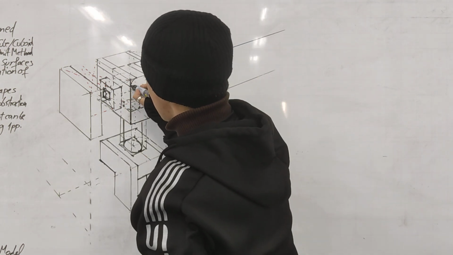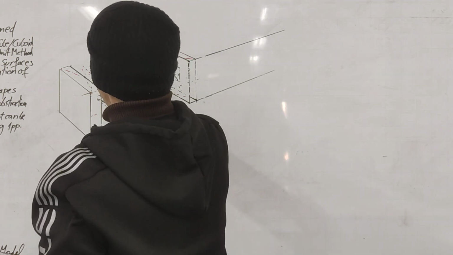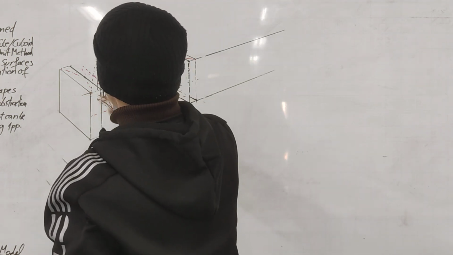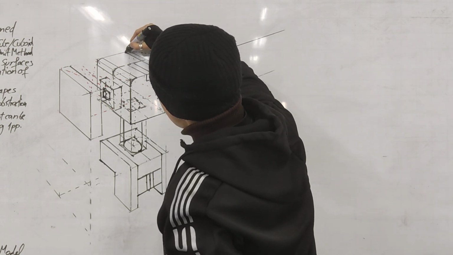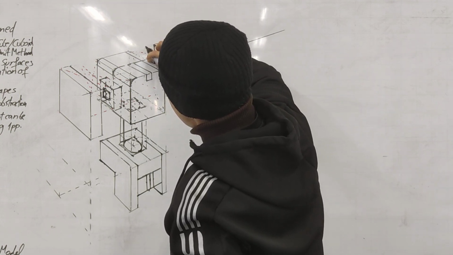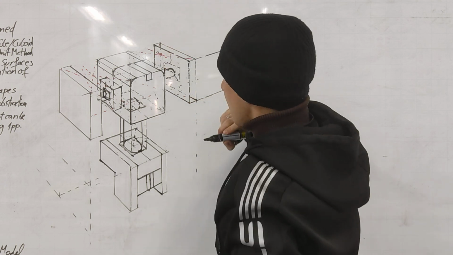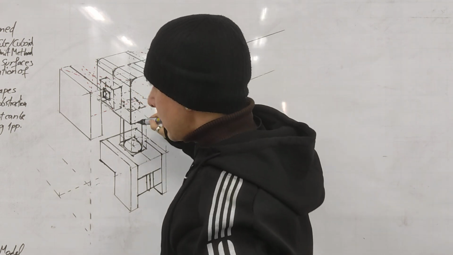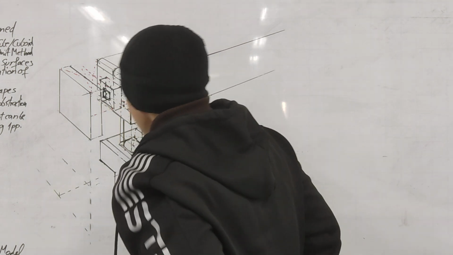And now we will connect this with this here. So all these corners will disappear. And this will be at the back here, so all this will disappear. And here, down here, we will have also curves.